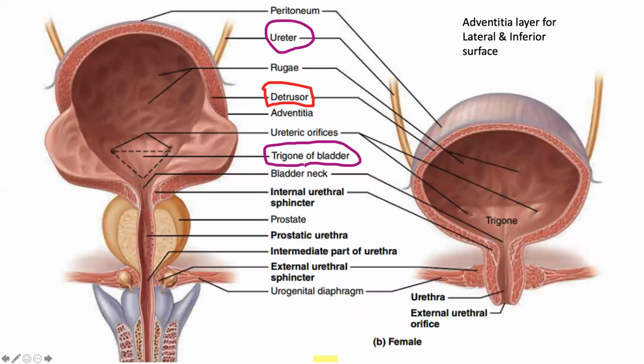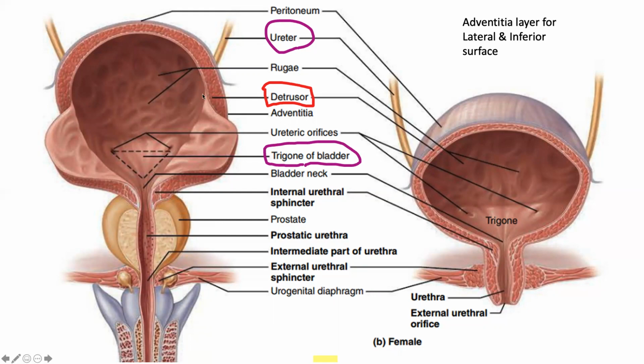So this is what we say about the trigone, the triangle of the bladder, as you can see here. And you can see the ureters from the right kidney and the left kidney enter into the bladder in the posterior and lateral wall here. And this triangular shape is the triangle of the bladder.